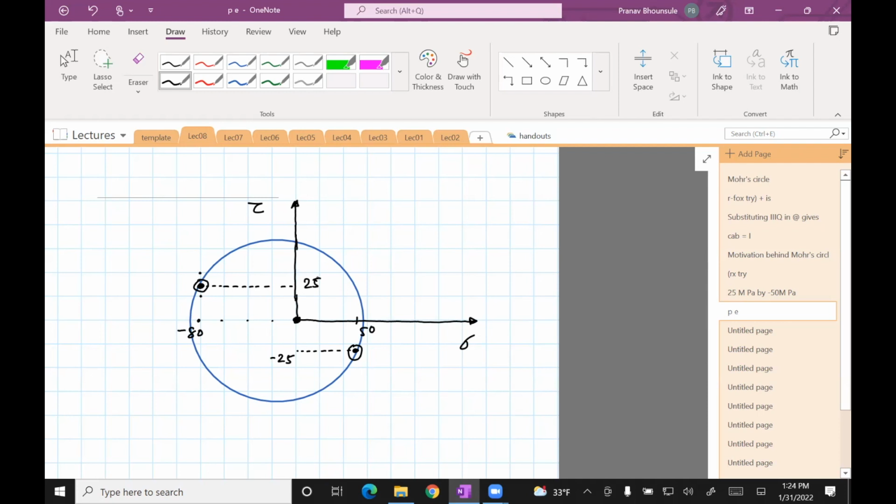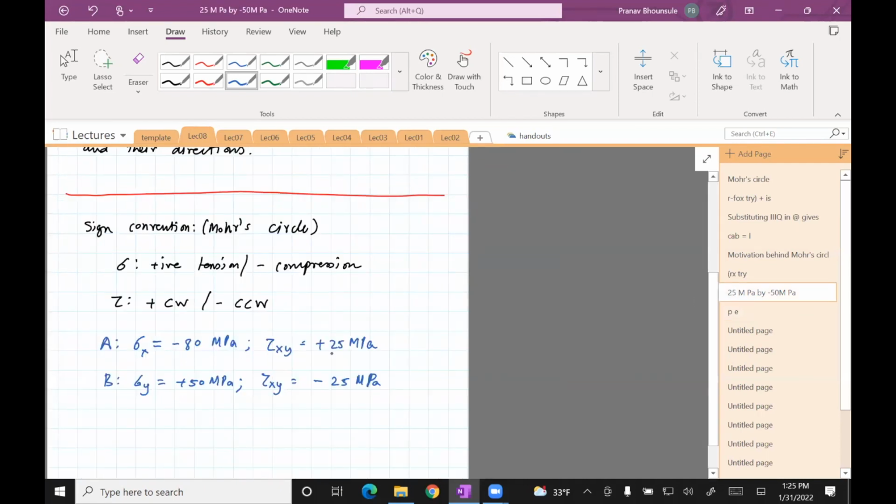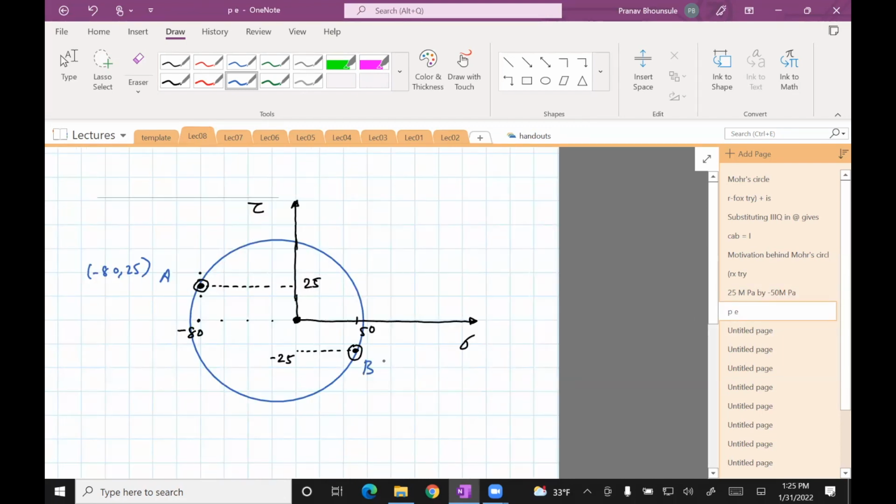Okay, next step is to put the coordinates here. This is A, right? Minus 80, comma 25. We can write it down, which exactly is copied from here. Minus 80 for the x-axis, 25 for the y-axis. Similarly, 50, comma minus 25 for B.